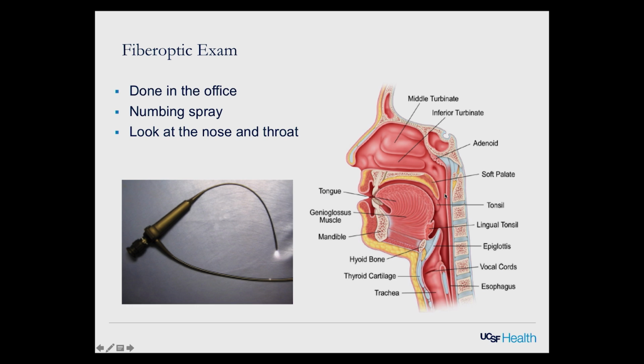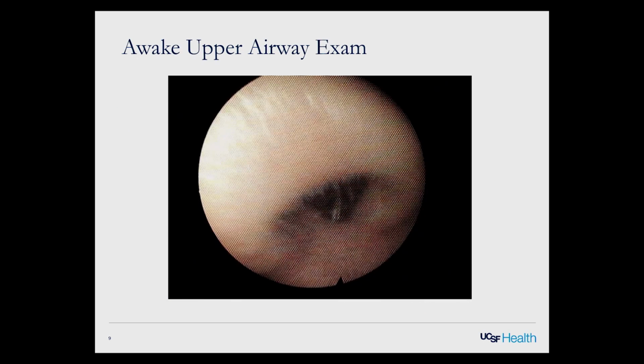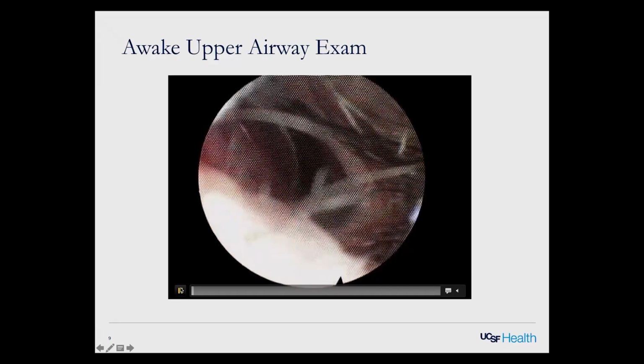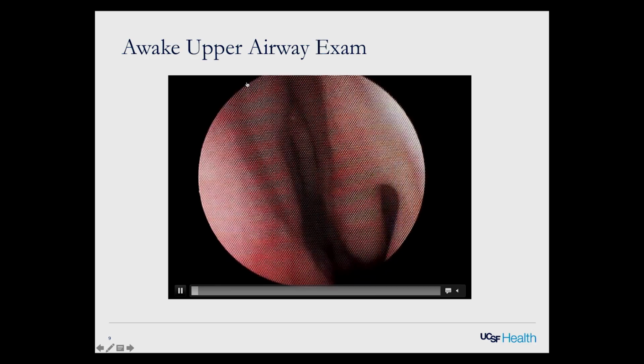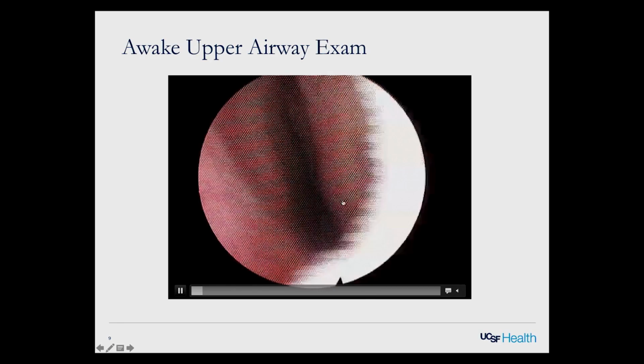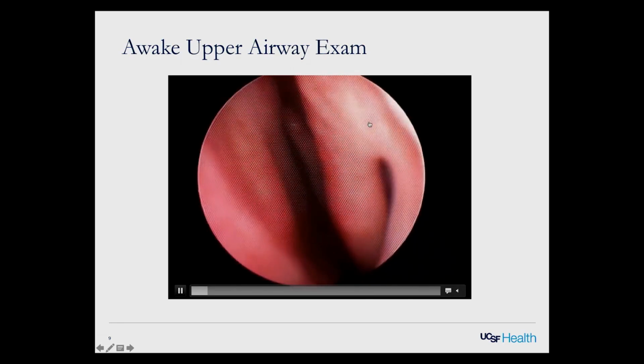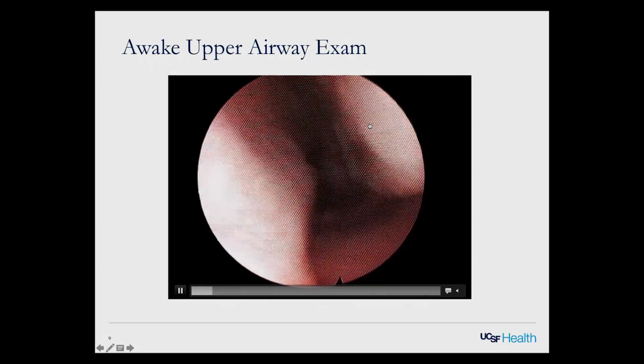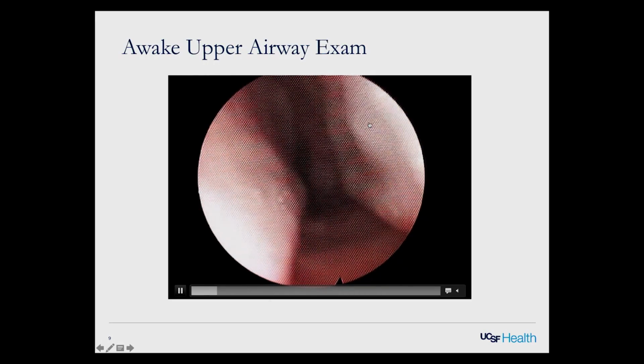So if you don't enjoy looking at these videos, I apologize, but this is pretty typical. We all kind of look very similar on the inside. So we're going in the left nostril. This is the septum and the inferior turbinate within the nose. The turbinates are specialized structures in the nose that are basically your body's air filter and humidifier.